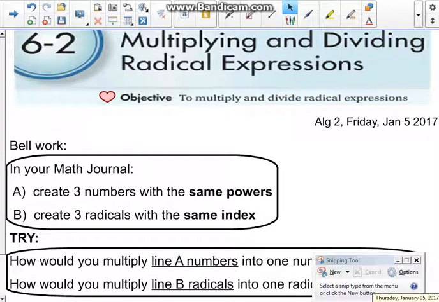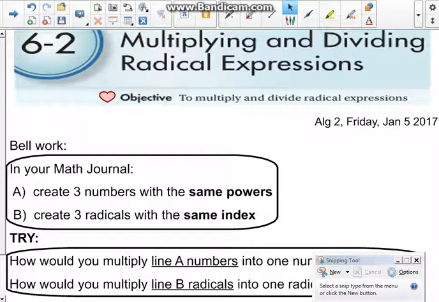For your bell work, I want you to begin by writing in your math journal. Create and write down on one line 3 numbers with the same powers. I will do 3 as an example: 2 to the third, 5 to the third power, and 8 to the third power. There are my 3 numbers with the same powers.